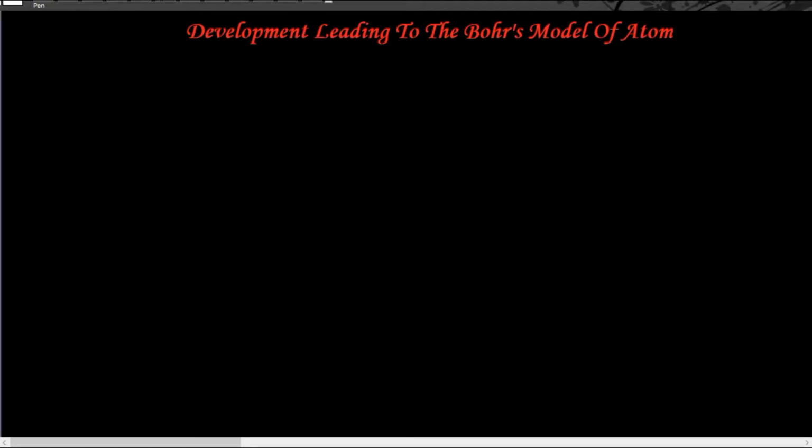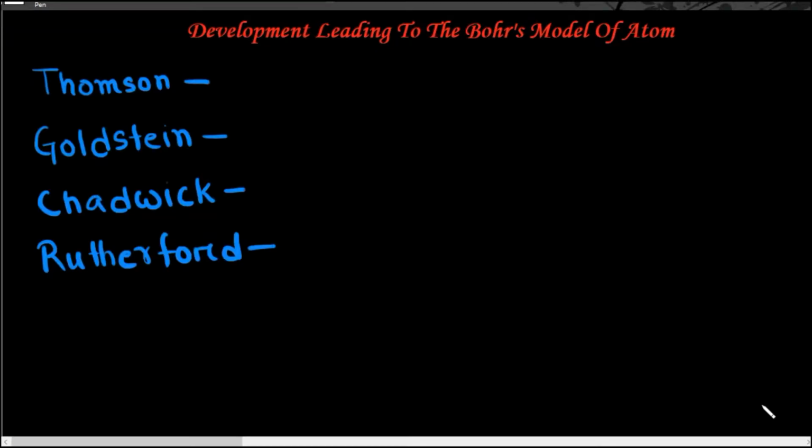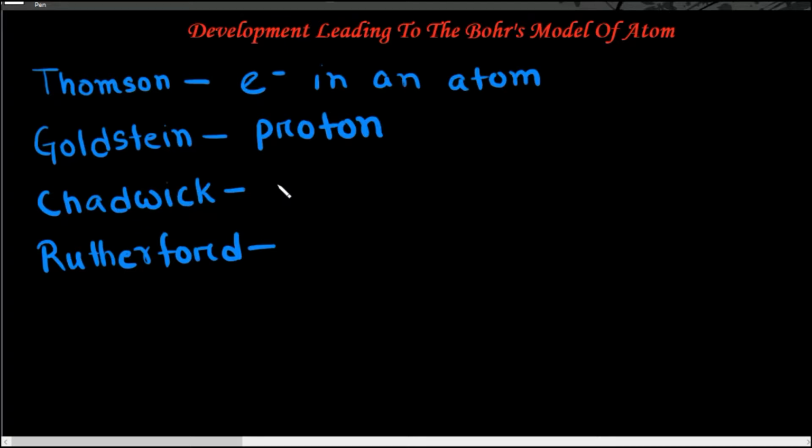So if we see from the beginning, Thomson's model gave the idea of the presence of electron in an atom. Goldstein gave the idea of the presence of proton in an atom. Chadwick gave the idea about the presence of a neutral particle called neutron in an atom.